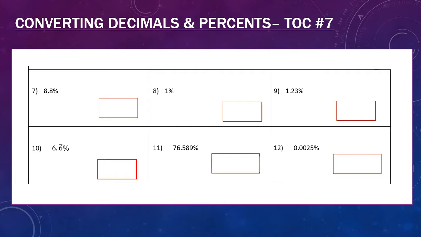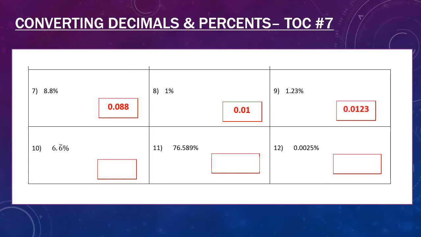All right, go ahead and pause the video. Try these next examples on your own. Okay, let's go through these quickly. For 8.8, you would get 0.88 thousandths. For 1%, it becomes 1/100th because you're moving your decimal 2 places.